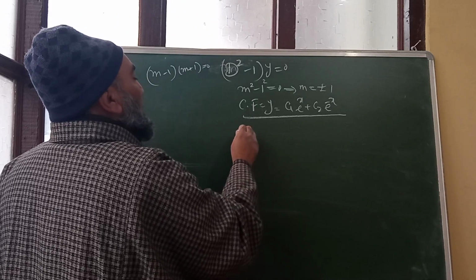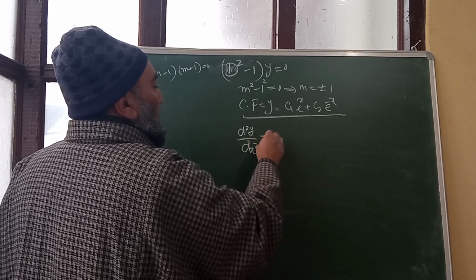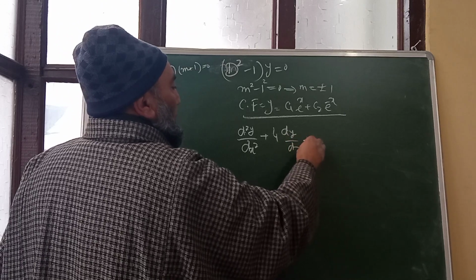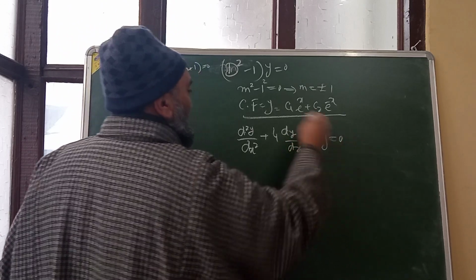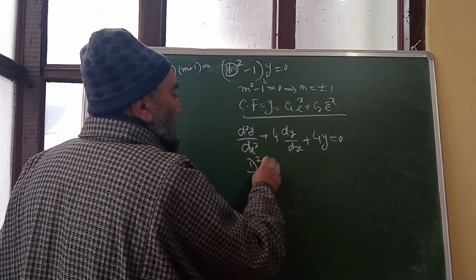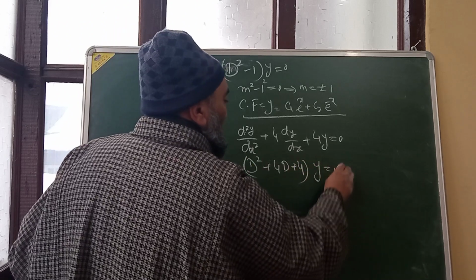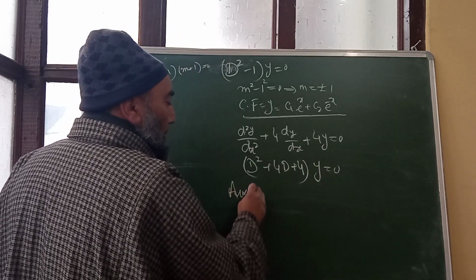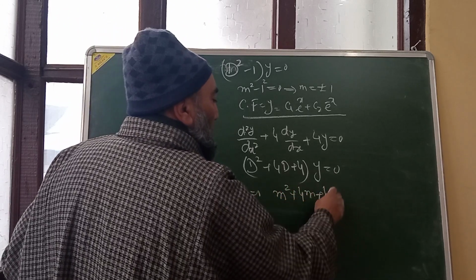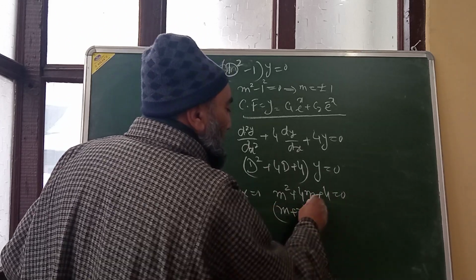Here you have d2y by dx2 plus 4 dy by dx plus 4y equals 0. Okay. Now this is d square plus 4d plus 4 operating on y equals 0. What is the auxiliary equation? M square plus 4m plus 4 equals 0. What is that? M plus 2 whole square equals 0.